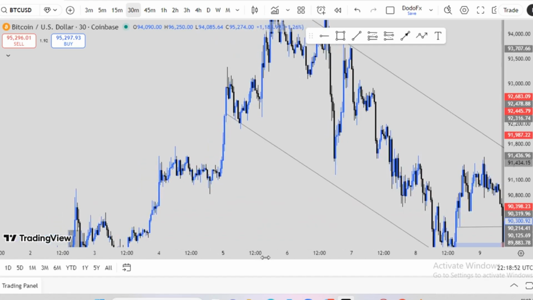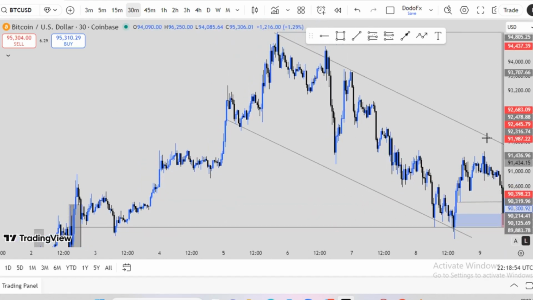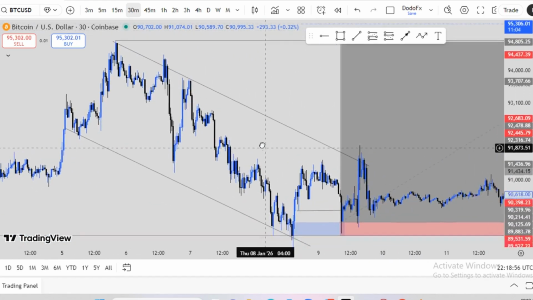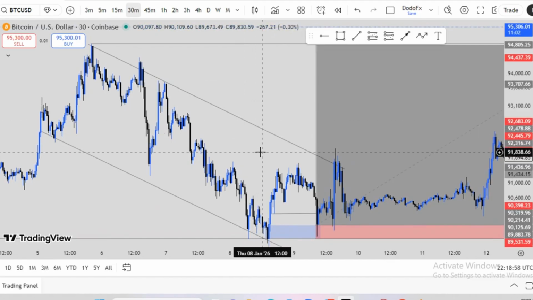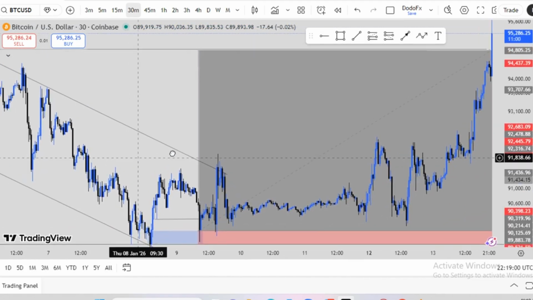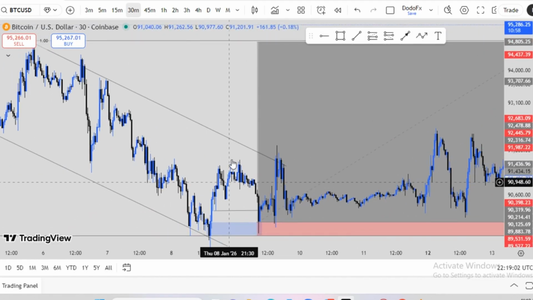So in our next class we'll be talking about trendline liquidity. We'll be focusing on trendline liquidity. This is what you saw here. This is what we'll be focusing on in our next class. Trendline liquidity. The same thing happens here.